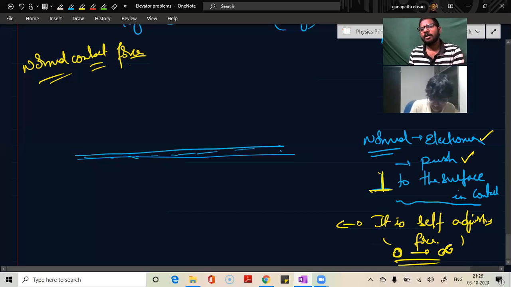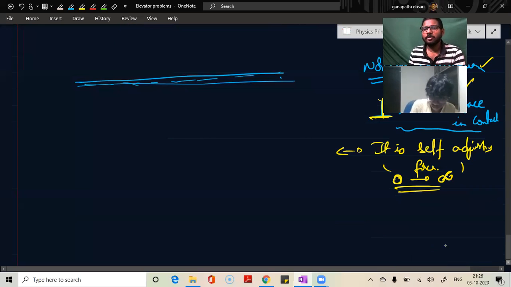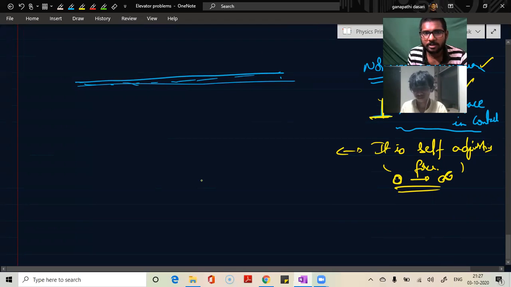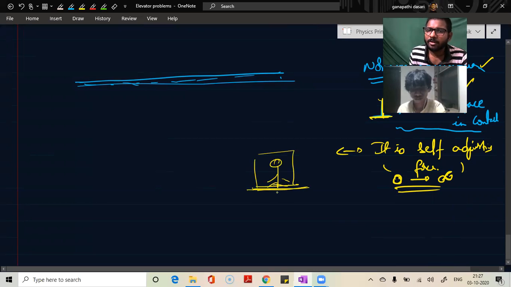Why? Because, suppose I'm trying to explain this with an example. Suppose you are standing on the ground. For you to be at rest, what are the forces acting on you? Gravity is acting on you.